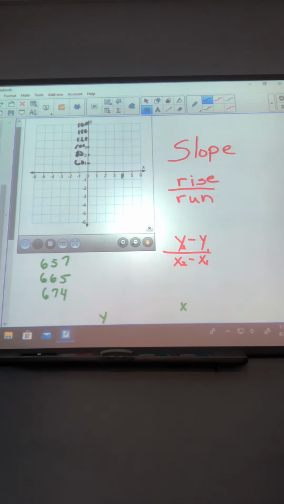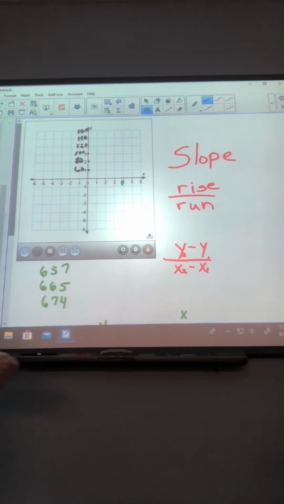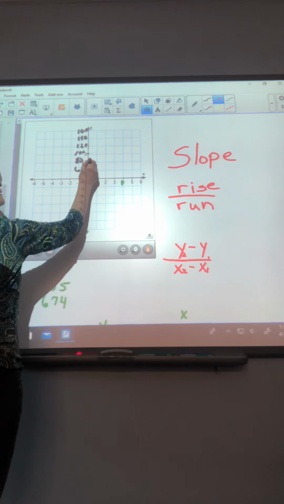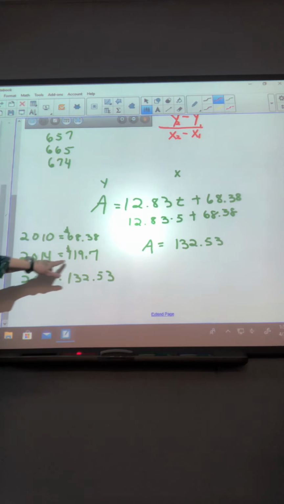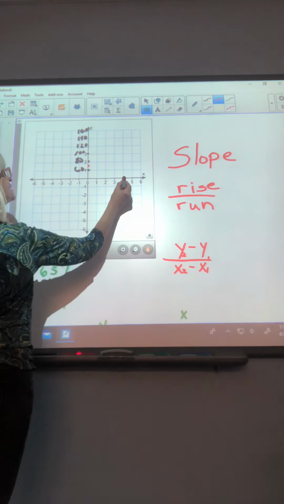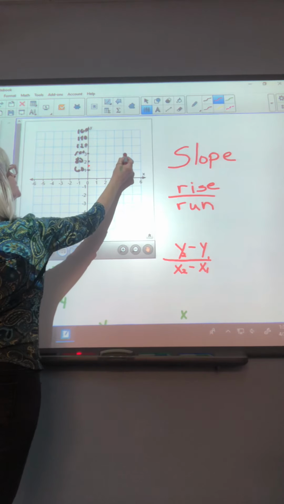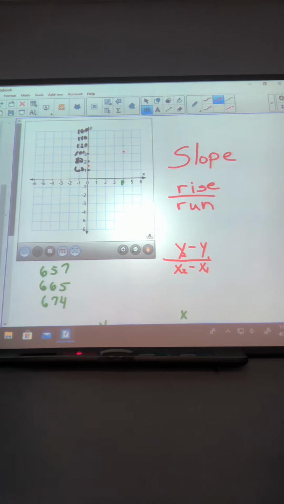Sorry, my computer shut off again, so I had to turn it on. All right, so find the amount spent for online advertising in 2010. So we figured that was 68.38, and that's going to be represented by this red dot. And then the second one was 2014, which was 119. So 2014 is here. If this is 100, I'm just going to put it a little bit above to show the 119.